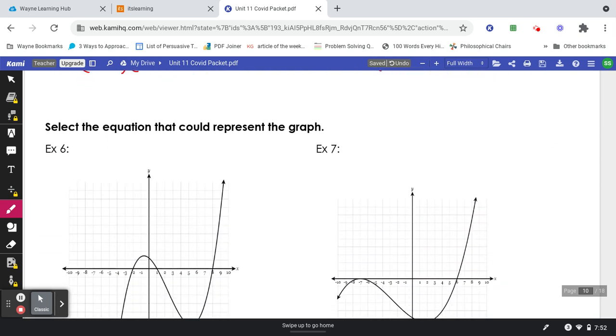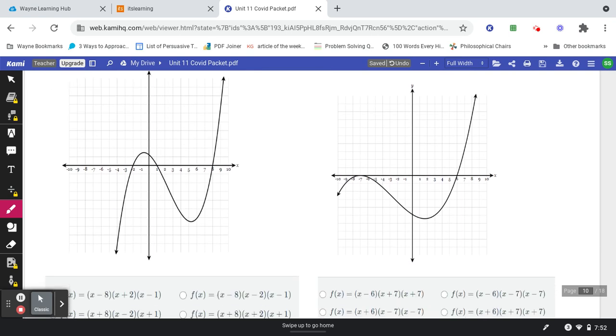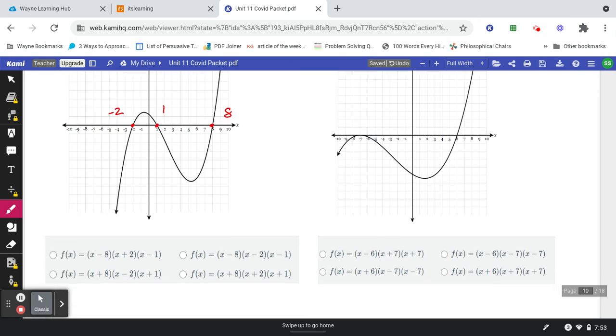Now, the next thing we have is a multiple choice. I want to show you because sometimes things show up more than once. So example number 6, notice where it crosses at -2. Notice where it crosses at +1 and +8. So remember, you're looking for all of the opposite signs there. So you're looking for x plus 2, x minus 1, and x minus 8. So again, sometimes it's easier to write it out because they don't always put it in the same order that you have it. So x minus 8, x plus 2, x minus 1 would be this one right here.